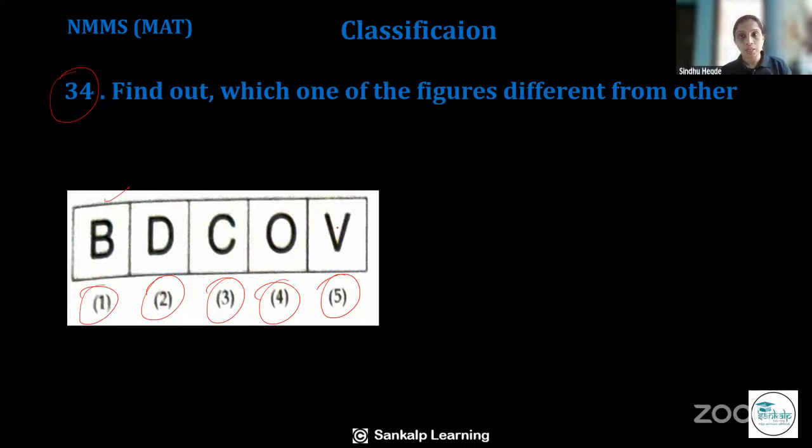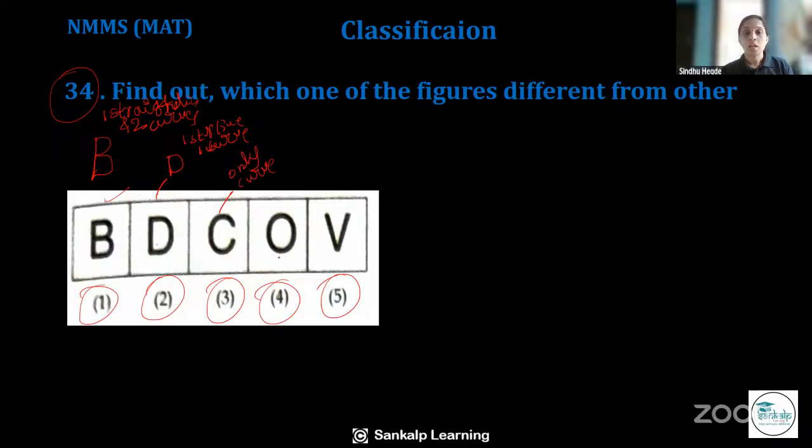On the basis of the formation of the letter, here B is formed with one straight line and two curves. Then image 2, D, is formed with one straight line and one curve. And C is formed with only a curve. No straight line is present here. And O is also formed with only a curve.